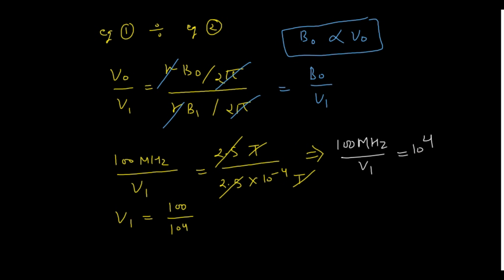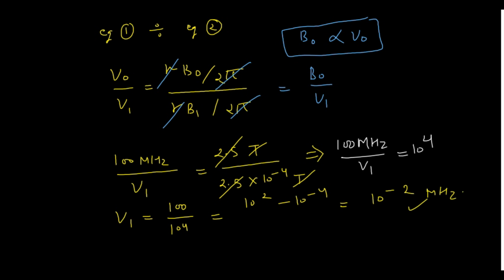Okay. Now if you bring that nu1 here, then this 10 to the power 4 will come down. So you will have this thing. Okay. And now if you solve this one, 10 to the power 2 for this 100, and this will go up. This is 10 to the power minus 4. Then you are left with 10 to the power minus 2, megahertz. 10 to the power minus 4 megahertz.